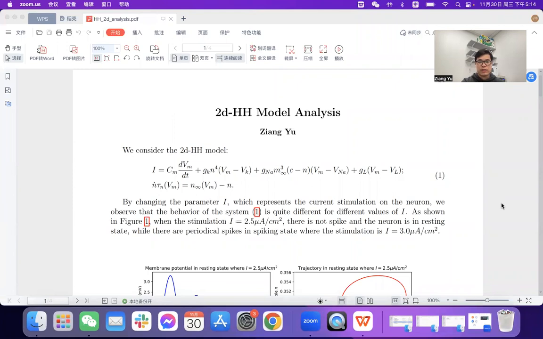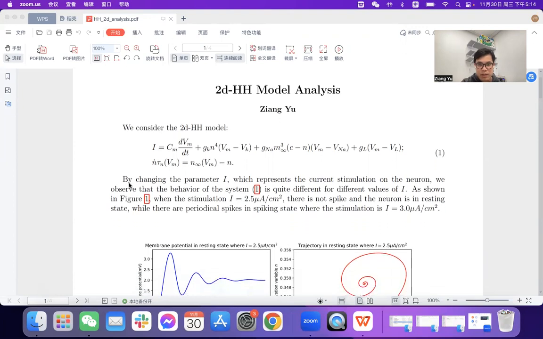Okay, hey everyone, I'm Xiang, and I'm going to talk about the bifurcation analysis of this 2D HH system over here. So actually, most of the parameters of this system are determined by neuroscience experiments, and the only thing we are interested in is how the behavior changes along with this I over here. The I represents the injected stimulation to this neuron, and that is something we can change in real neuroscience experiments.